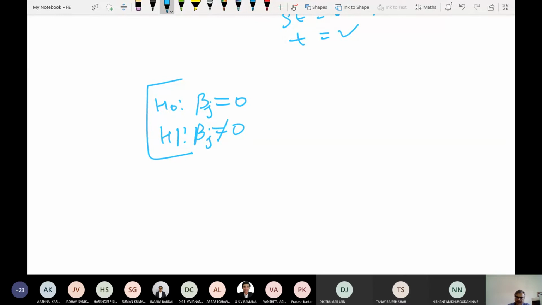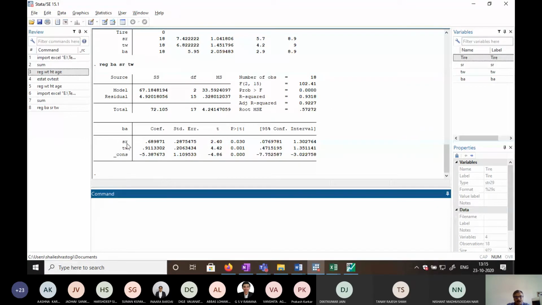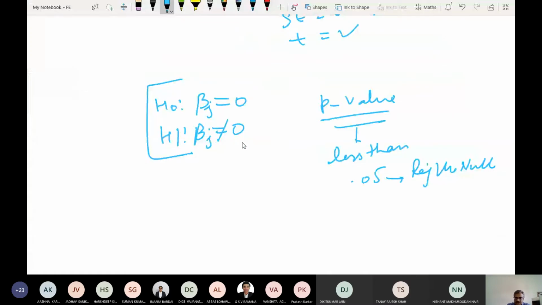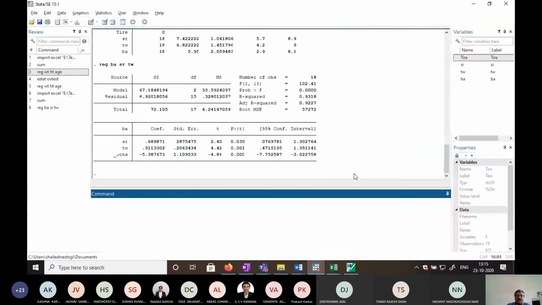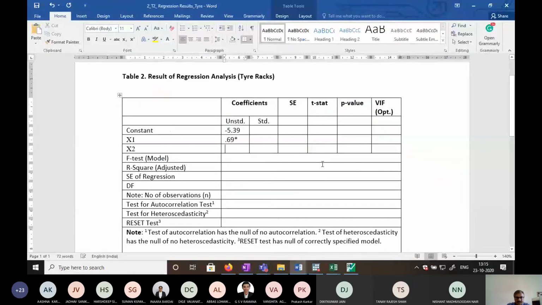And to do that, I'll look for the p-value. I'll check the p-value. This is what I told you to always remember: if p-value is less than 0.05, reject the null. So what we are finding here, the corresponding p-value is less than 0.05, which is 0.03. So reject the null, accept the alternate that it is non-zero, it is significant. So SR is significant. When I say significant, I'll put one asterisk as I have done.